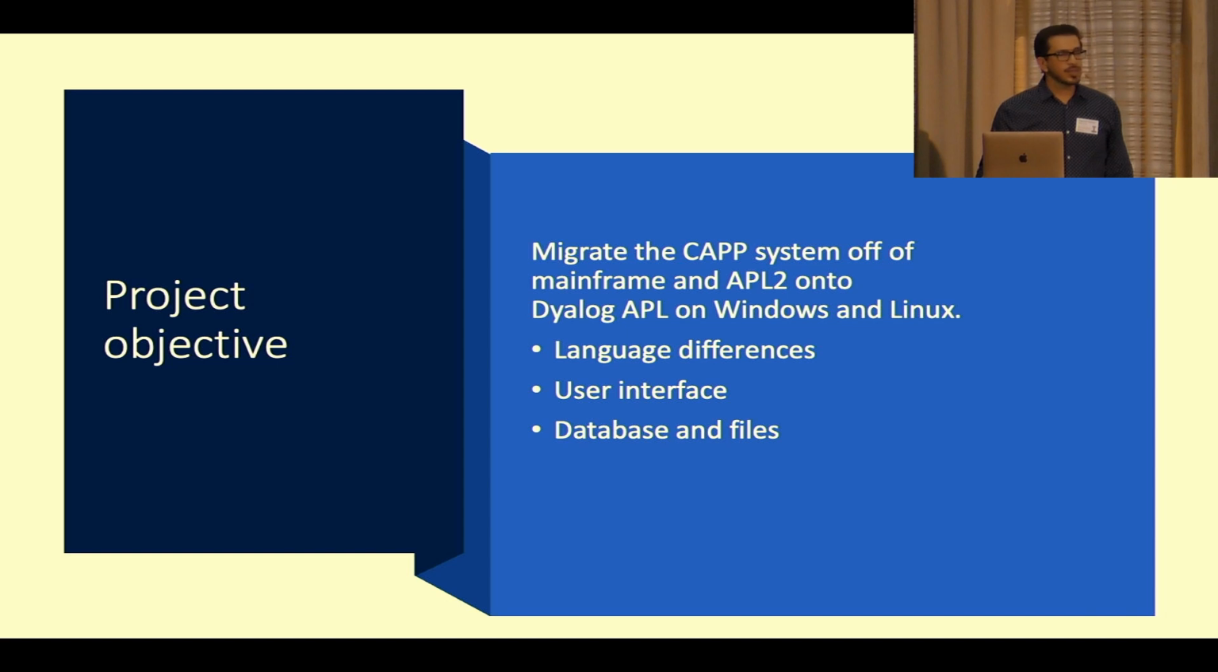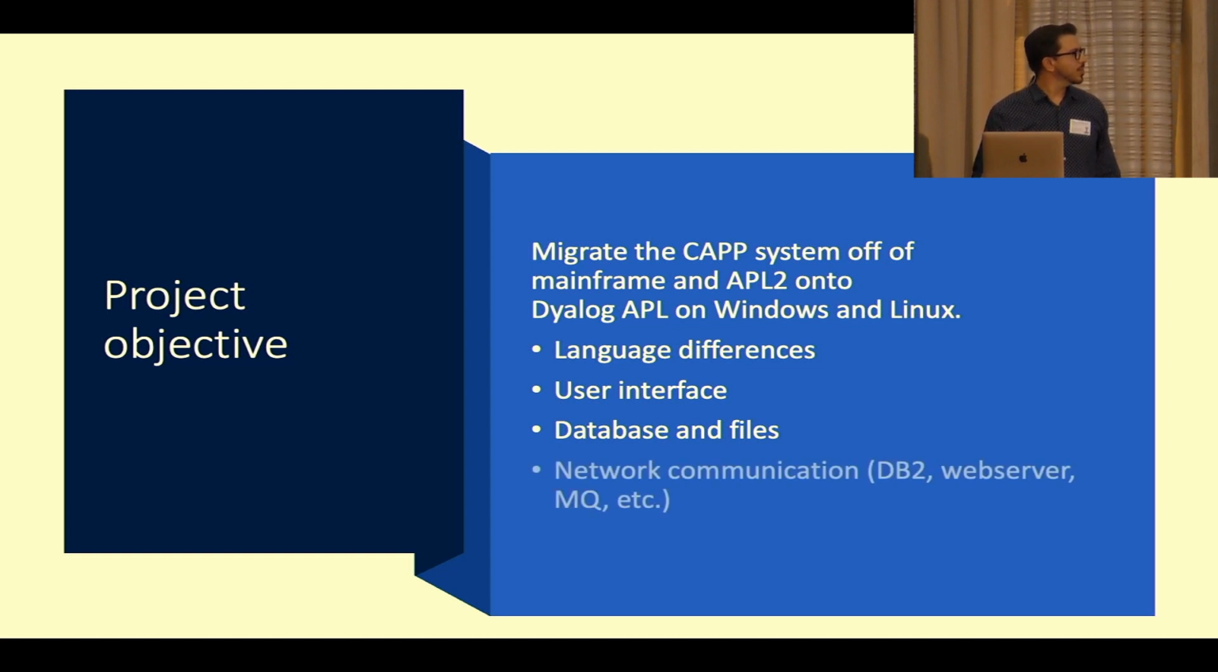There are various mainframe file formats that they use to interact with other systems on the mainframe. The database is a DB2 database, and they also use MQ to integrate with other systems. So that's basically the background for the CAP system before we got hands-on with the code.